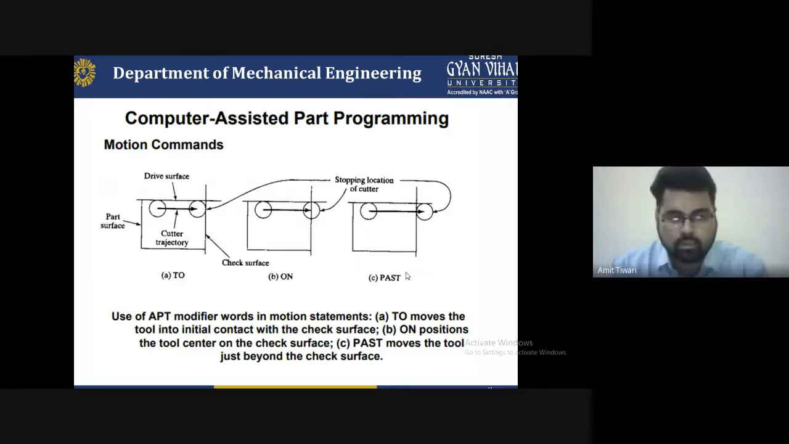So as you know, this is computer assisted part programming. In the computer assisted part programming motion command, the options are: A indicates TO, B indicates ON, and C indicates PAST. The use of the APT, automatic programming tool, modifier word in the motion statement: A means to move the tool into initial contact with the check surface. B is the ON option, the tool center on the check surface. C, PAST, moves the tool just past the surface.